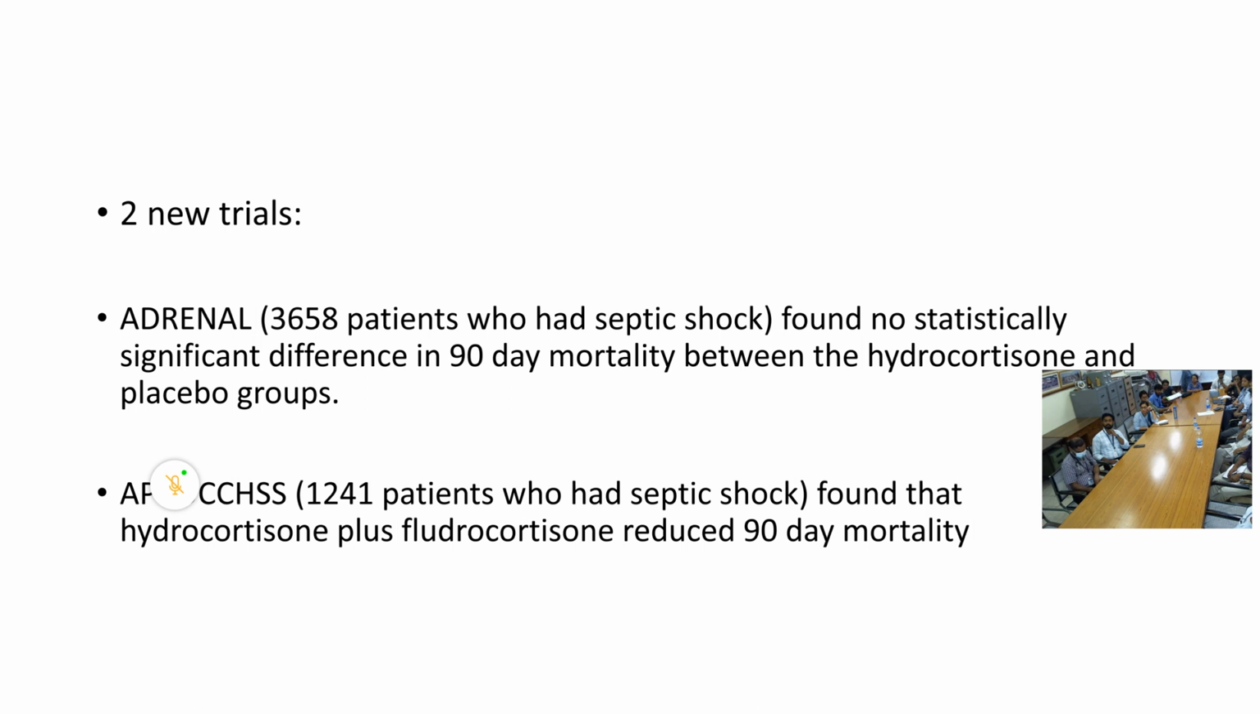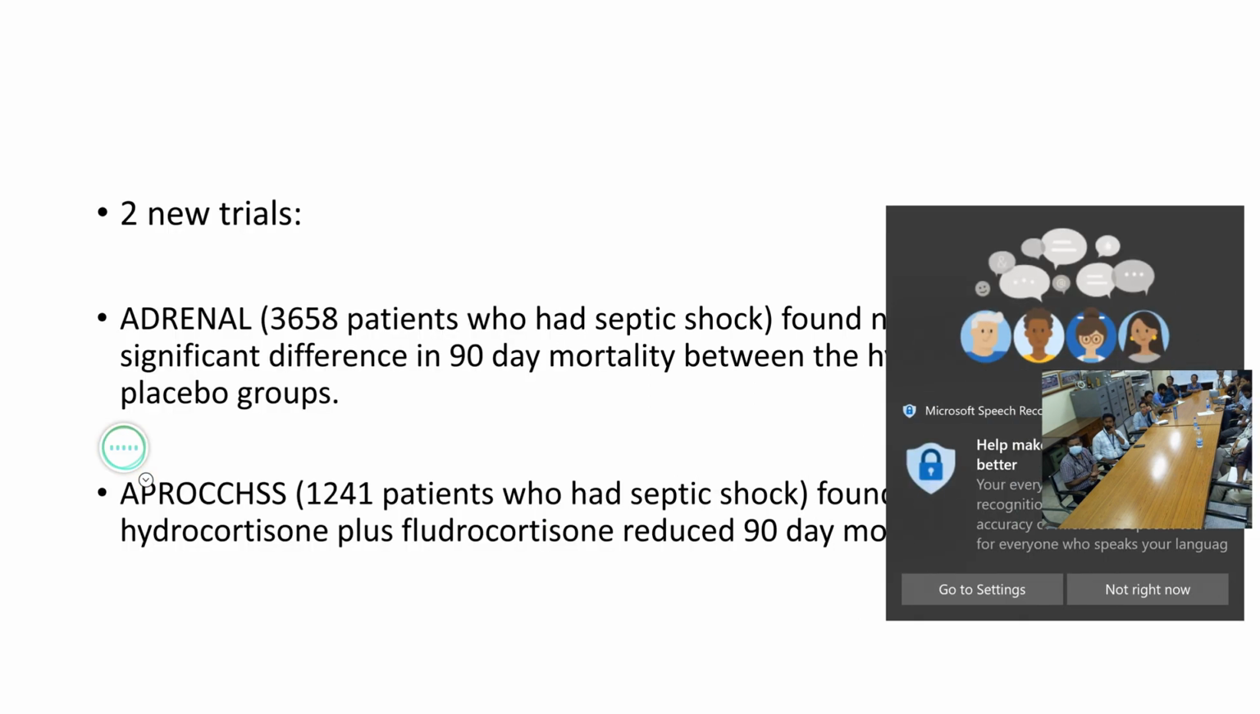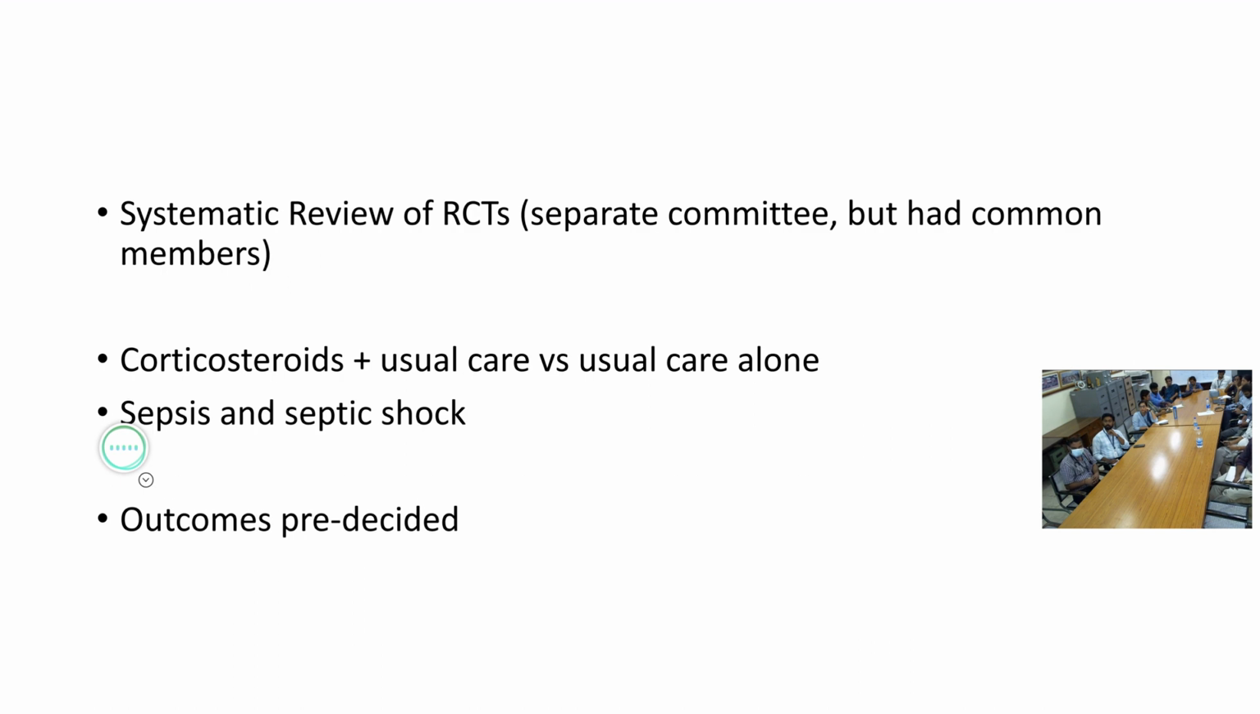After the last guideline was published, 2 new trials had come out. One which studied 3,658 patients and looked at mortality at 90 days did not find any difference in mortality. The second trial, which came out later, had looked at 1,241 patients and found that it reduced 90-day mortality. So there was some conflict in the available evidence, and these two were in addition to previous known evidence. So the panel decided that they wanted to do a new systematic review, and they appointed a separate committee for it. A few panel members were the same for both the systematic review and the panel that formulated the guideline, and they looked at the pre-decided outcomes.